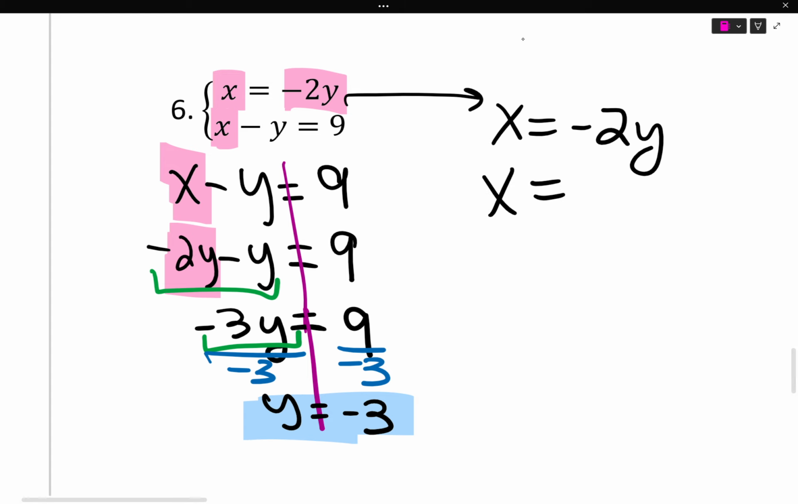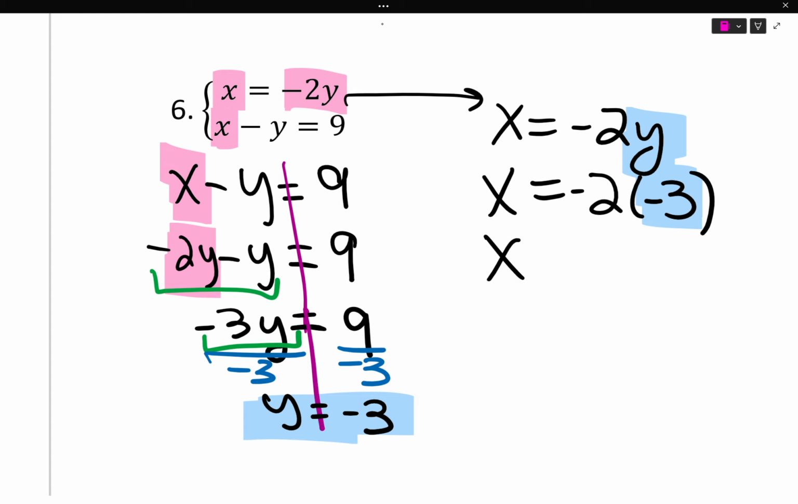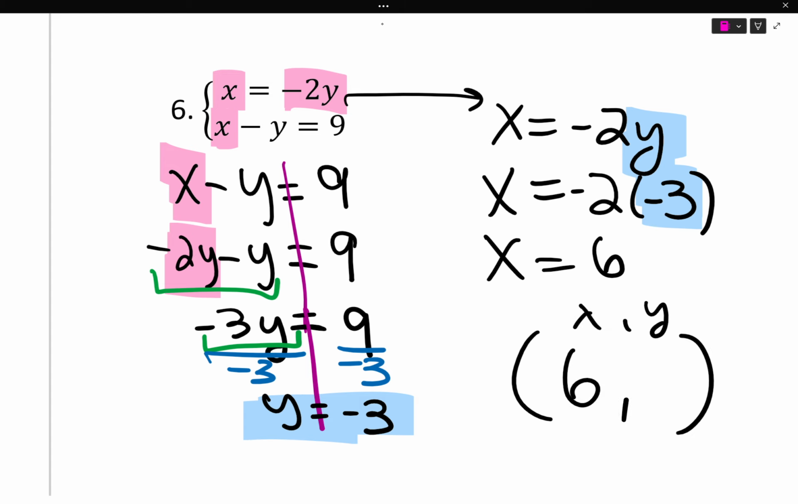We found that y equals negative 3, so I'm going to replace y with negative 3. In this case, I put the negative 3 in parentheses because the number in front of y was not a 1. Okay. Negative 2 times negative 3 is positive 6. And now let's write down our answer. 6, comma, negative 3.